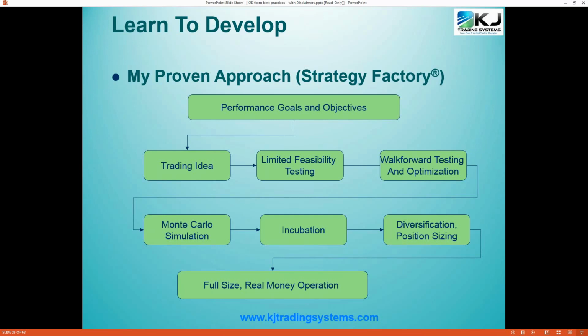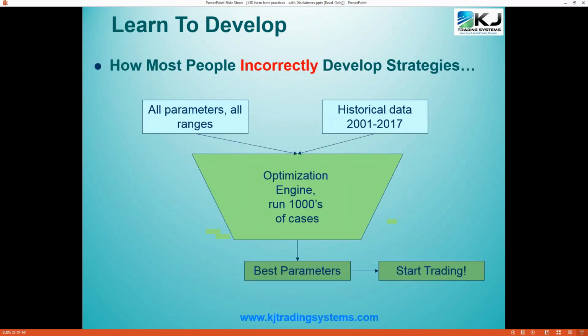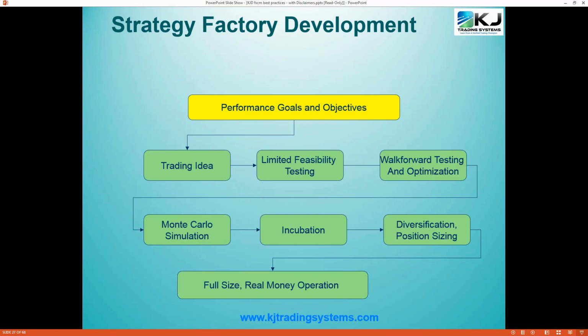So contrast that to the person I just told you about back on this slide that just runs the optimization, gets the best parameters, and starts trading. It's a huge difference, and it shows up in your results. The market knows, I don't know how, but the market knows when you over-optimize and you curve fit. And the way it tells you is when you lose money. It's weird. So obviously your performance goals, I'm going to go through these kind of quickly.